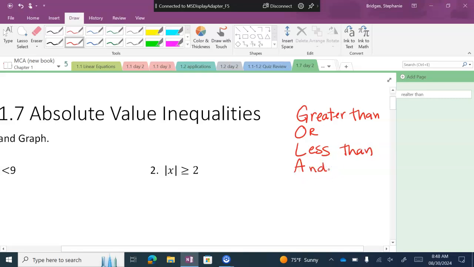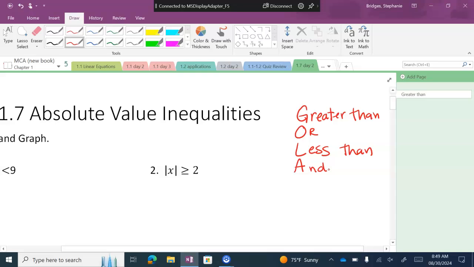Okay, if it is greater than, we use or. If it's less than, we use and. "Go LA" is what I use for my absolute value inequalities. Now, we already have the graphs for these, but let's talk about how I would do it following my steps, because not all of them are going to be as easy to think through as these two were.